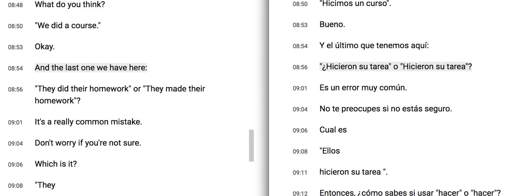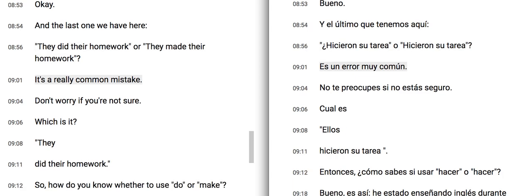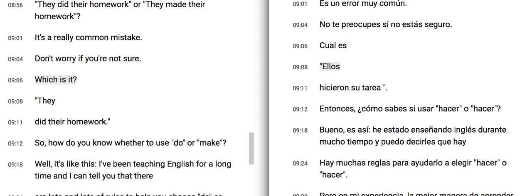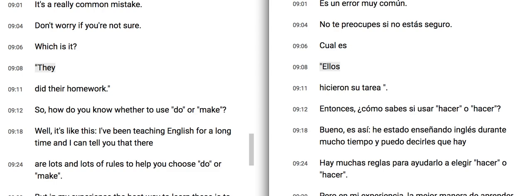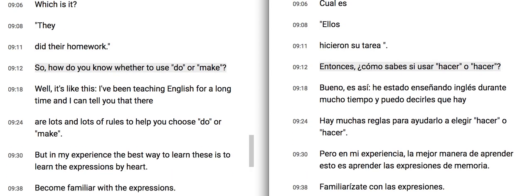And the last one we have here, they did their homework or they made their homework. It's a really common mistake. Don't worry if you're not sure. Which is it? They did their homework. So, how do you know whether to use do or make?